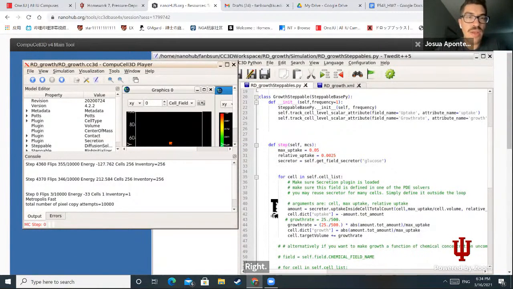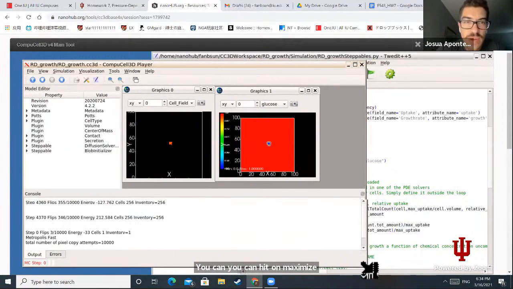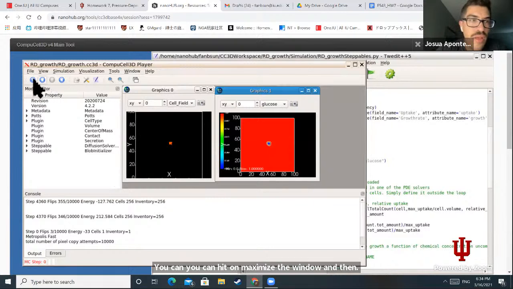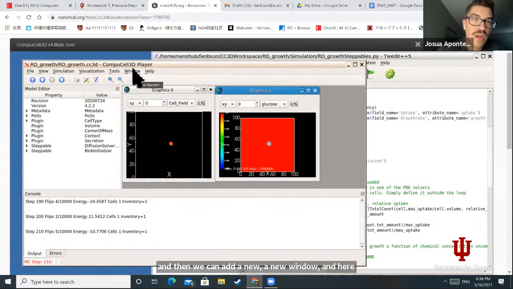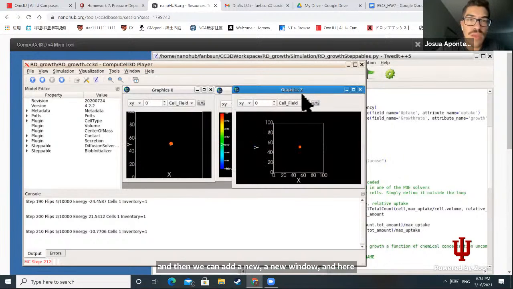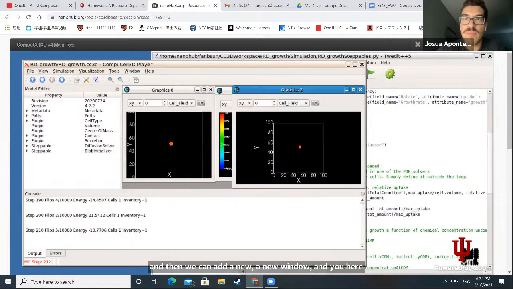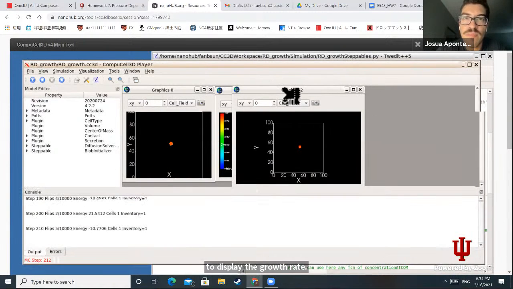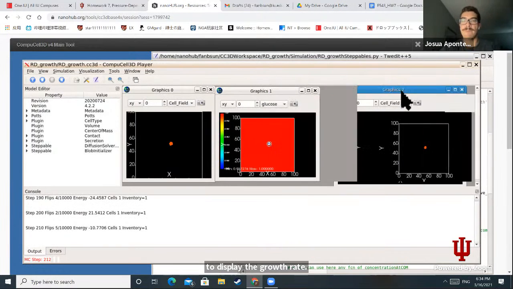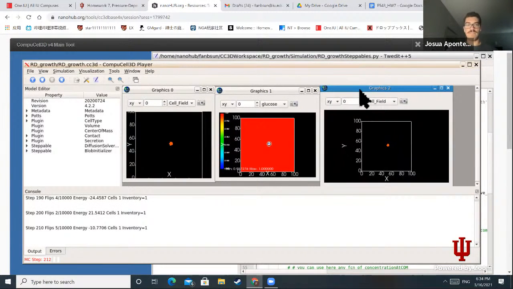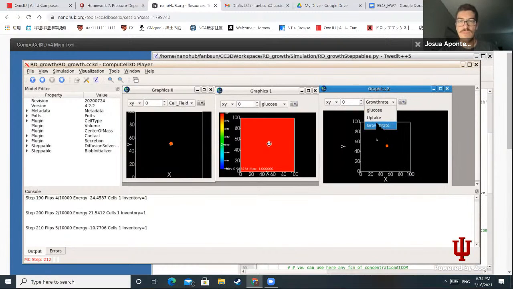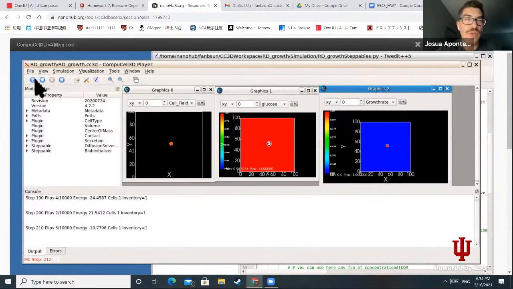You can hit and maximize the window, and then we can add a new window here to display the growth rate. Right. Okay, now you can play the simulation.